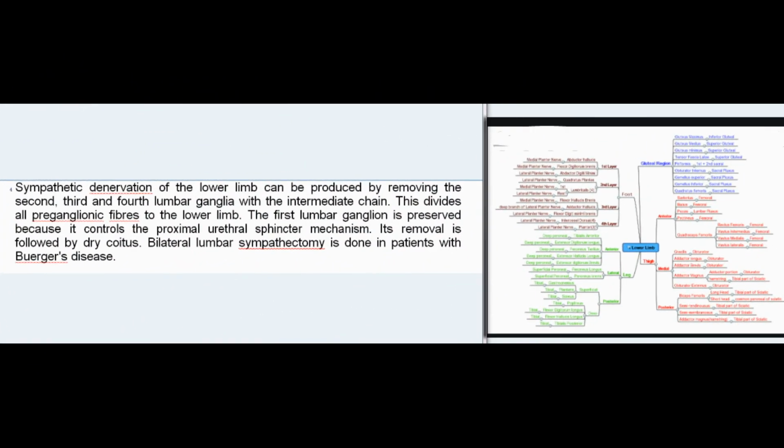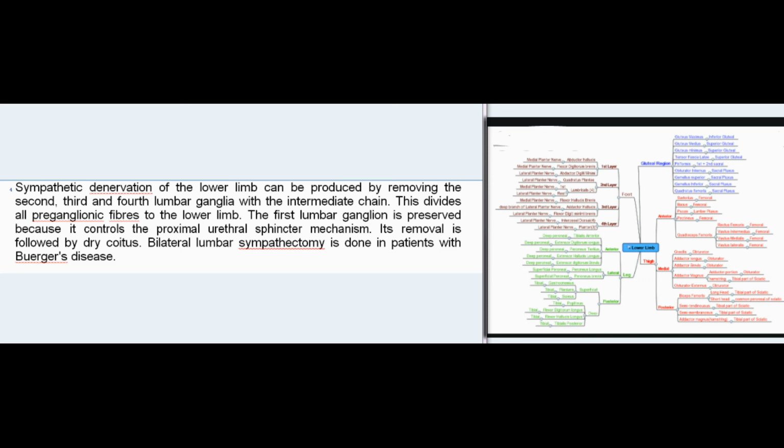4. Sympathetic denervation of the lower limb can be produced by removing the 2nd, 3rd, and 4th lumbar ganglia with the intermediate chain. This divides all preganglionic fibers to the lower limb. The first lumbar ganglion is preserved because it controls the proximal urethral sphincter mechanism. Its removal is followed by dry coitus. Bilateral lumbar sympathectomy is done in patients with Buerger's disease.